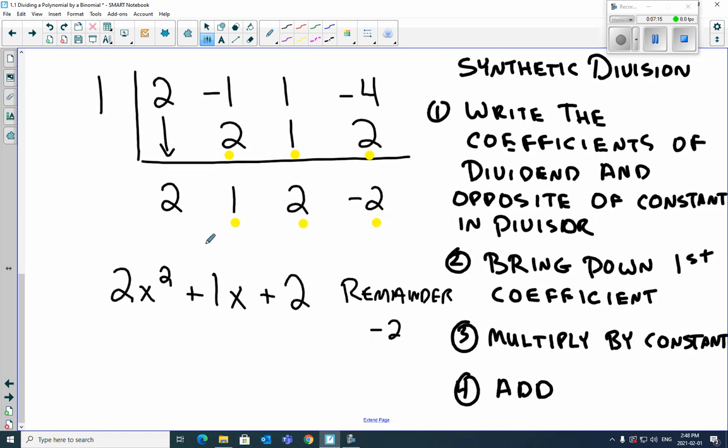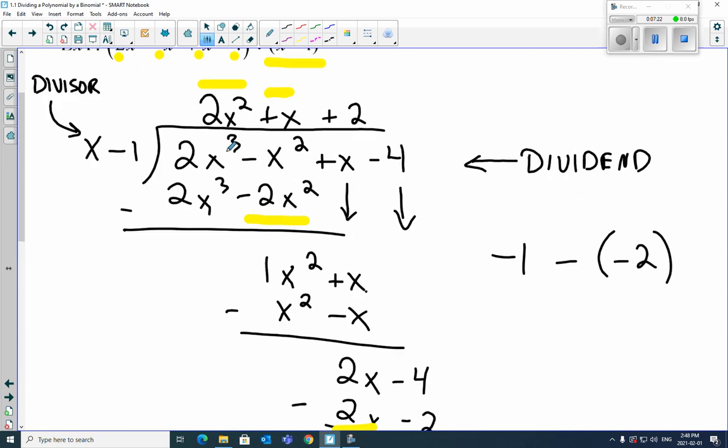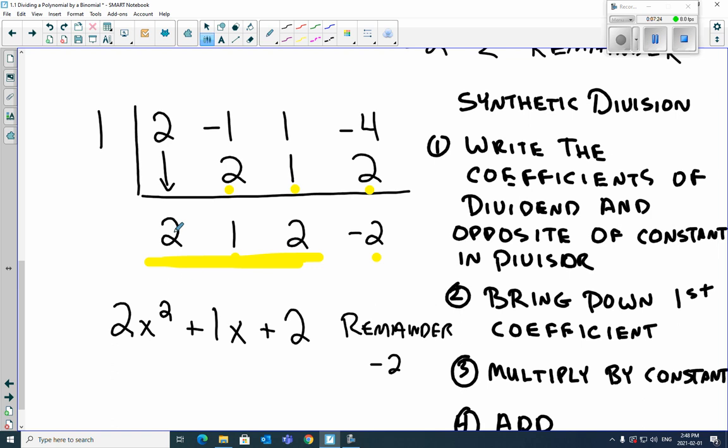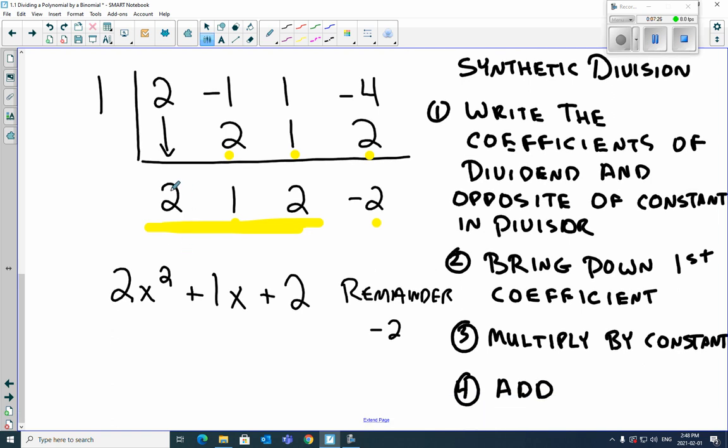Now, the next part is this part underneath here. What does that become? Well, this wasn't originally an x cubed, so we're doing 1 less than it. So this is going to be an x squared. So you just look at the coefficients. So this is going to be 2x squared plus 1x plus 2 with a remainder of negative 2. And that's exactly the same answer as we got above. So synthetic division is really, really fast, but you still have to know where we're coming from with long division. Okay, flip the page. Let's try another example.